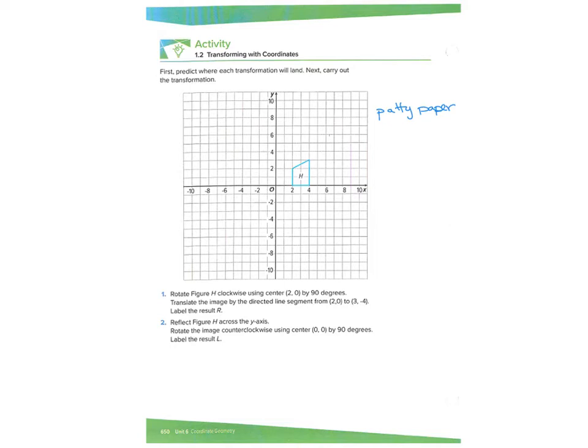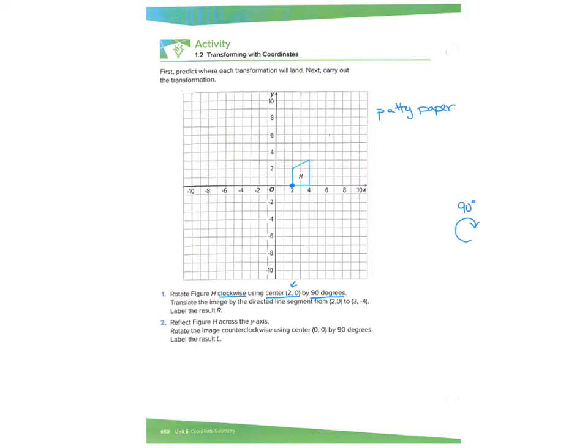So it says to rotate figure H clockwise. That's important. So clockwise is the direction my clock goes. Around center Q. Okay, that's different. This center Q is different. It's not the origin. So this is my center. So basically, I'm going to pivot this blue shape around my blue center that you see here. I'm going to be spinning it around by 90 degrees. So I'm going to spin it around clockwise 90 degrees.